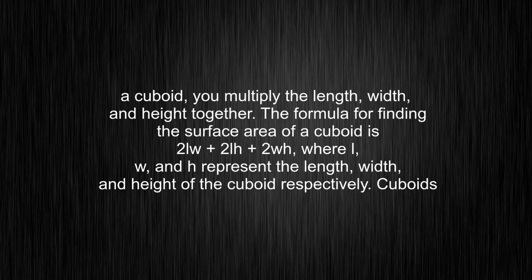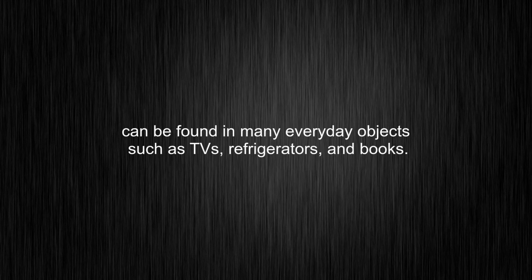The formula for finding the surface area of a cuboid is 2LW plus 2LH plus 2WH, where L, W, and H represent the length, width, and height of the cuboid respectively. Cuboids can be found in many everyday objects such as TVs, refrigerators, and books.